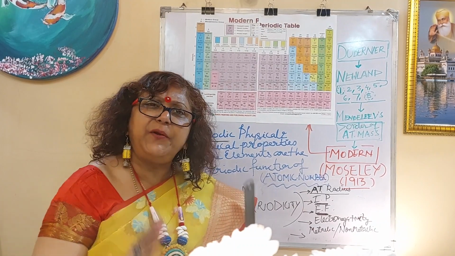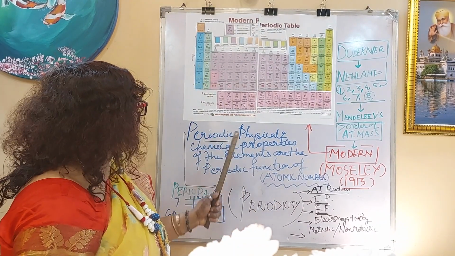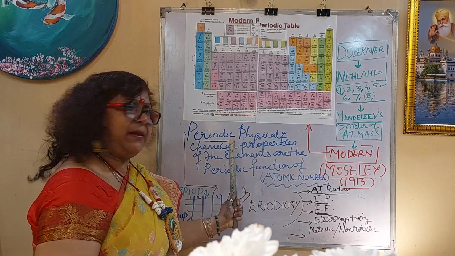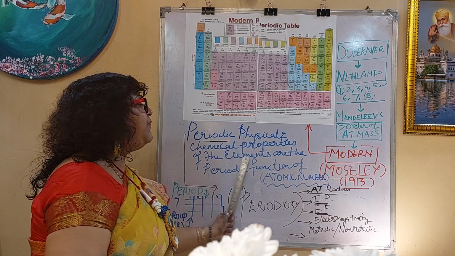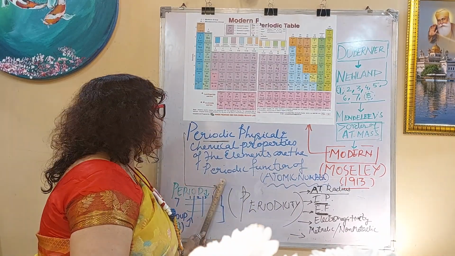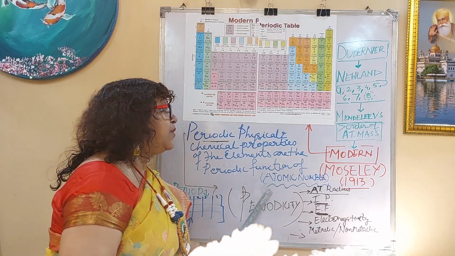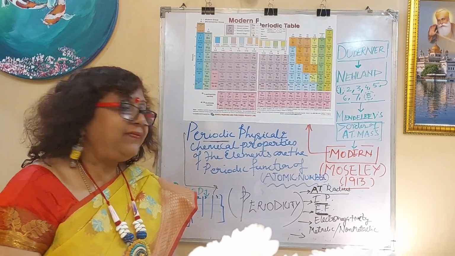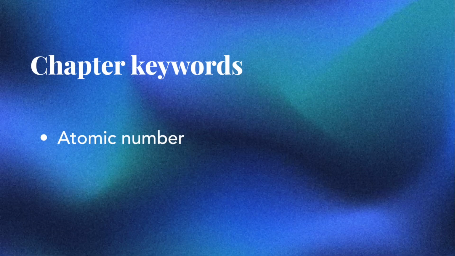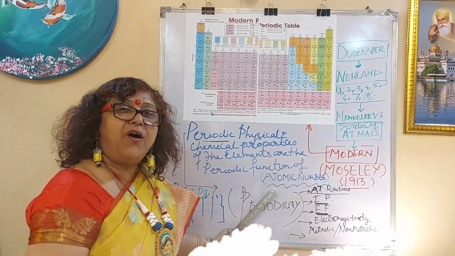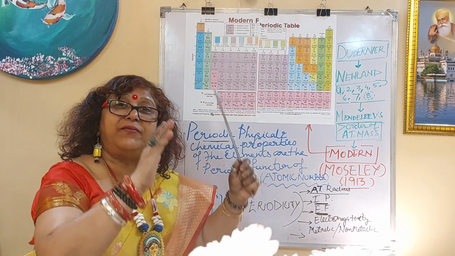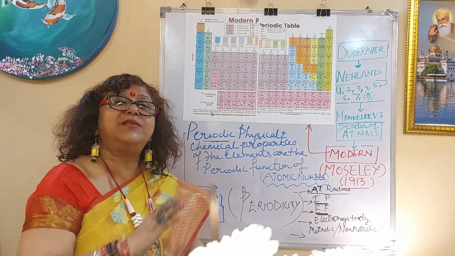Now, what does this periodic table state? It states that the physical and chemical properties of the elements are the periodic function of their atomic number. The keyword here is atomic number. It is not atomic mass, it is atomic number. This was the change which he made for the evolution of the modern periodic table, and it was a great success.